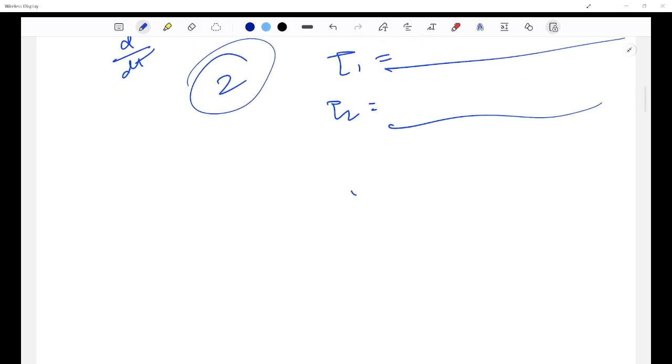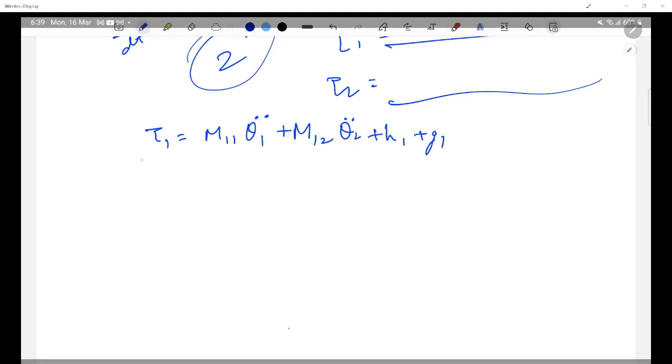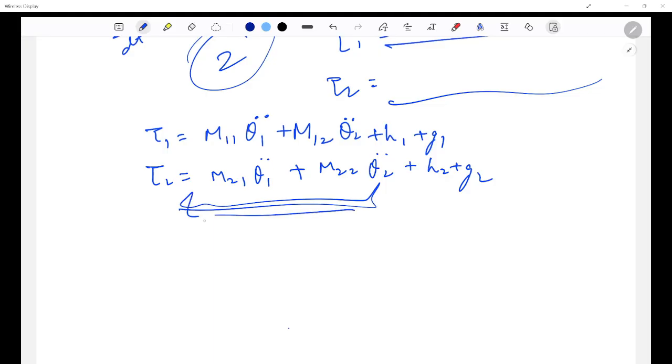If I write the equation directly, though I'm not deriving it, your torque for the first joint would be m11 theta 1 double dot plus m12 theta 2 double dot plus h1 plus g1. Your torque 2 would be m21 theta 1 double dot plus m22 theta 2 double dot plus h2 plus g2. So basically these terms m11, m12 and so on can be written in the form of a matrix, right?